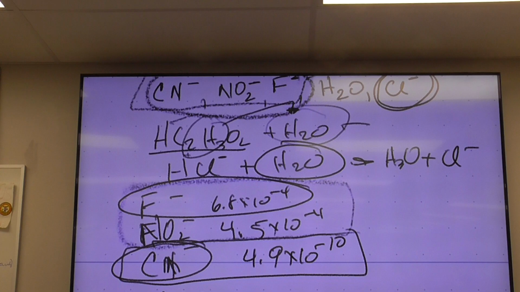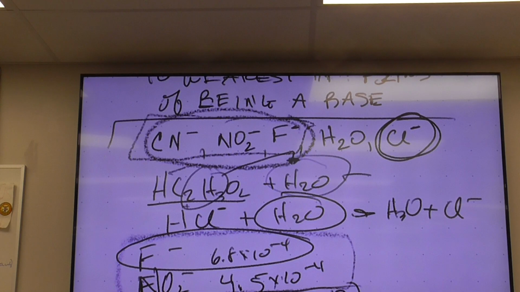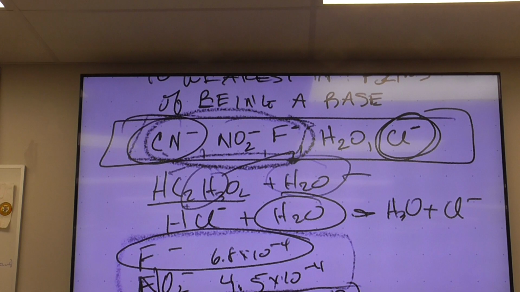So which one of these two is the stronger base? Nitrite, the NO2. So your sequence is just like that. That is the sequence, because your CN minus has the smallest Ka value. So when you rank these, I promise you, you're going to have a question like this on the test. I'm going to give you the Ka values, and water is going to be in there. Water is the break point.